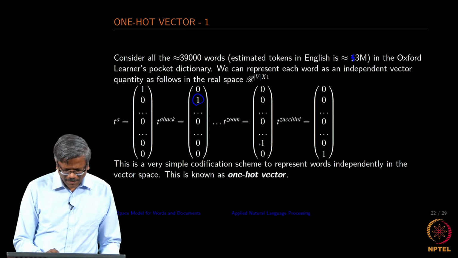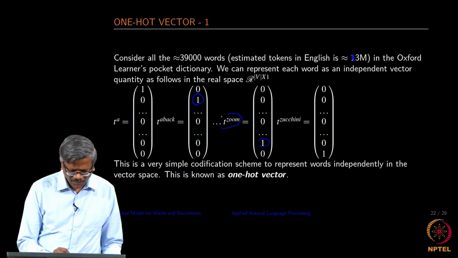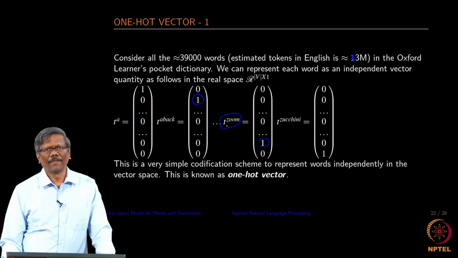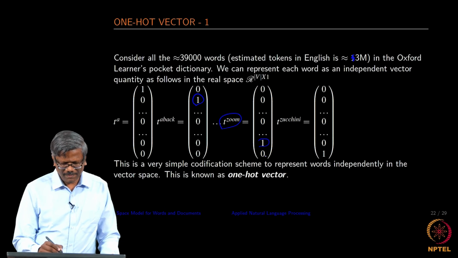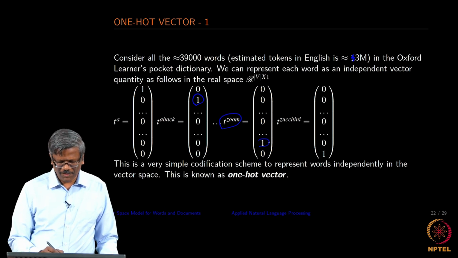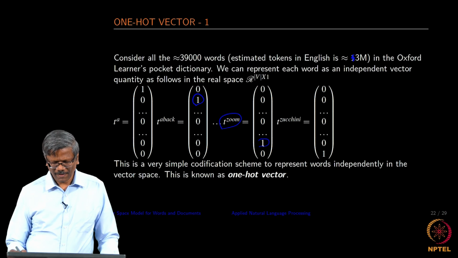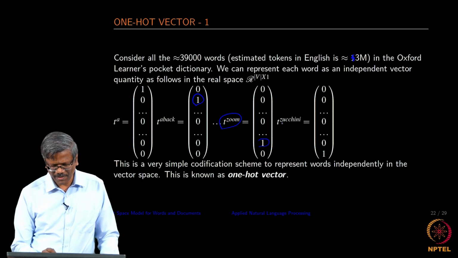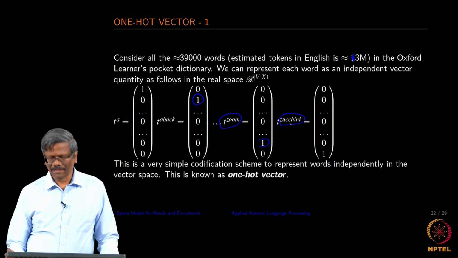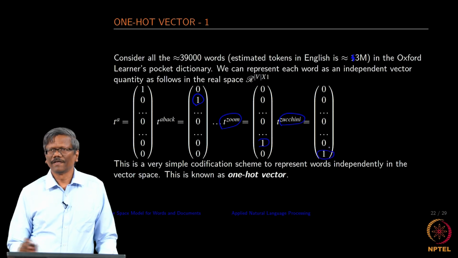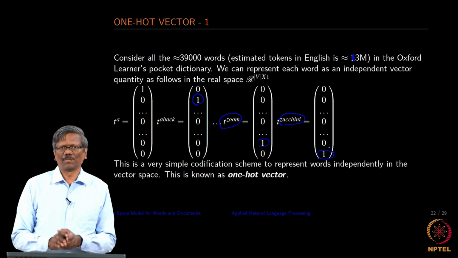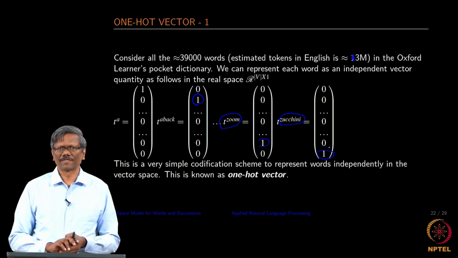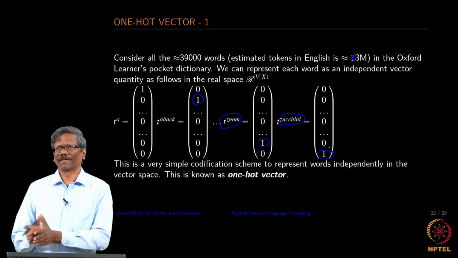And then if you look at zoom, it is the last but one. So, the vector is represented with all the other elements being zeros except this one. And then if you look at the word zucchini, that is the last word in the dictionary, and it is represented by the element 1 at the end. So, it is a very simple codification scheme to represent the words in an independent fashion.